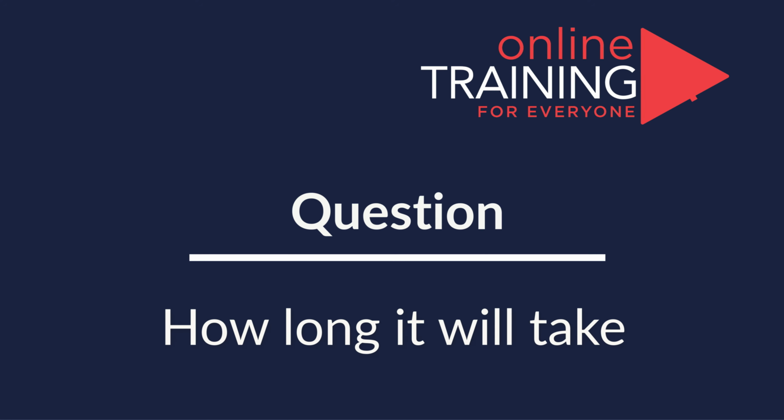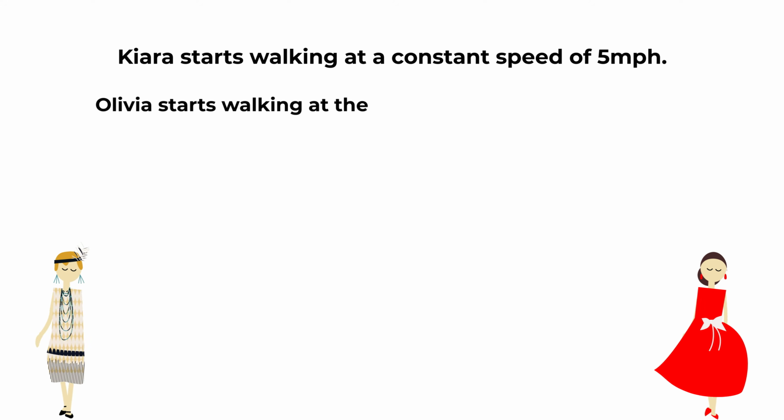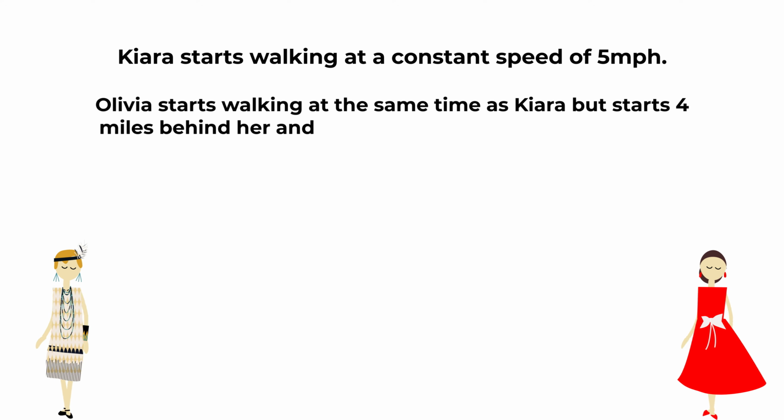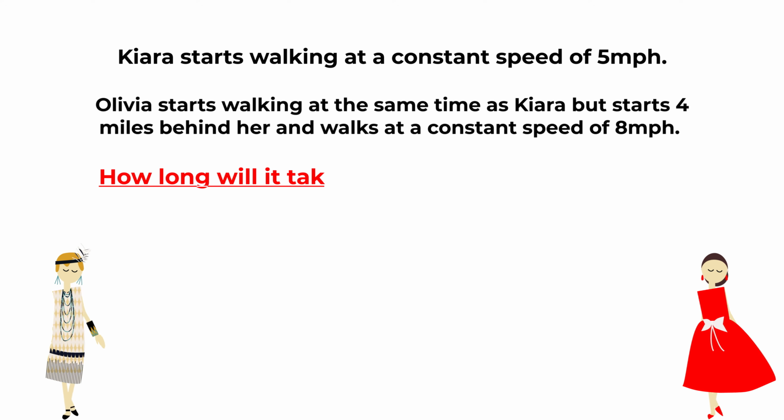Here's an interesting question we frequently see on the test. Chiara walks at the constant speed of 5 miles per hour. Olivia starts walking at the same time as Chiara, but starts 4 miles behind her and walks at a constant speed of 8 miles per hour. How long will it take for Chiara to catch up with Olivia?